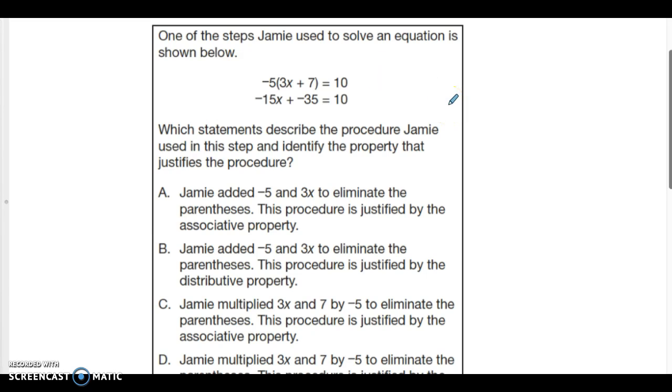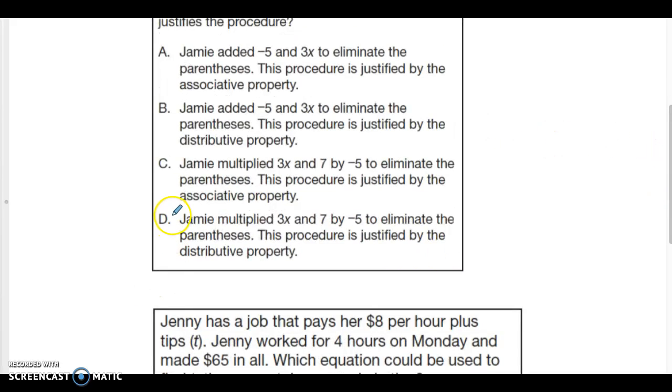She eliminated the parentheses. Now, why did she do that? What property allows us to take that negative 5 and multiply it by the 3x and the positive 7, or the addition of 7, and results in this? And in this case right here, think about it, it's that distributive property.